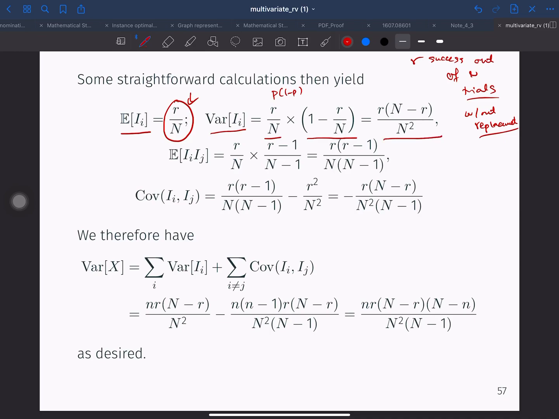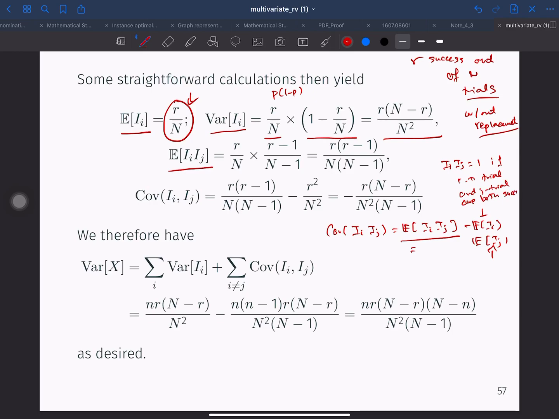So the next part is the expected value of Ii times Ij. Because as you remember, the covariance between Ii and Ij is the expected value of Ii Ij minus the product of the expected values. We already have this earlier, so we just need to find this. So what is the expected value of Ii times Ij? Ii times Ij is equal to 1 if the ith trial and the jth trial are both successes. So in that case, for the ith trial to be a success, you have R out of N possibilities, and now you have removed one success, so you have R minus 1 for the jth trial, and because you are doing sampling without replacement, you divide by N minus 1.